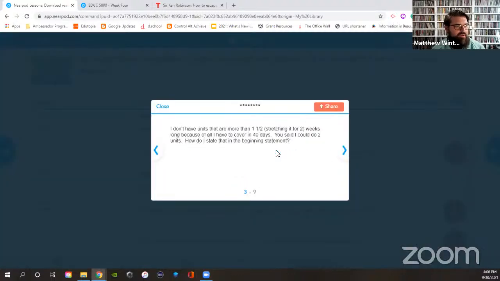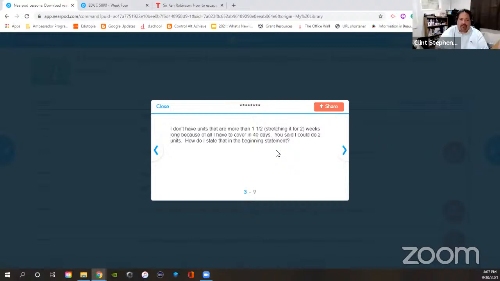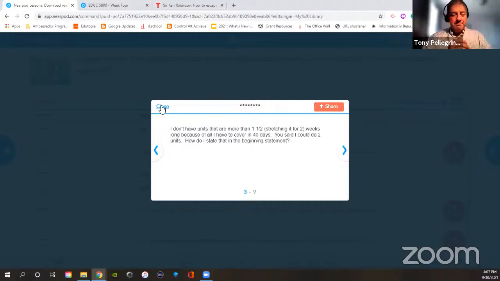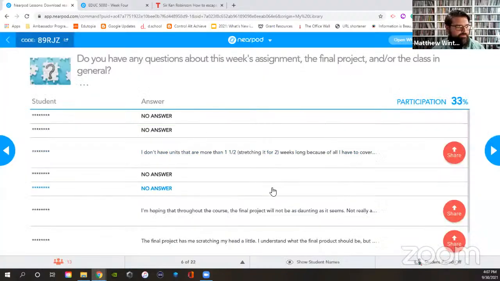I don't have units that are more than 1.5, stretching it for 2 weeks long because of all that I cover in 40 days. You said that we could do 2 units. How do I state that in the beginning statement? Oh, that's great. Tony, Clint, Brandon, Carol, any ideas on that one that they can toss that to right now? When we look at the template, we can address that. We can just put in two separate goals or outcomes. Fantastic. I love that. We'll look at that more and we'll come back to it again too.